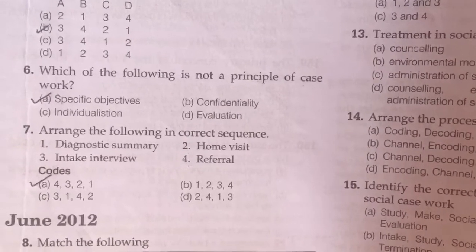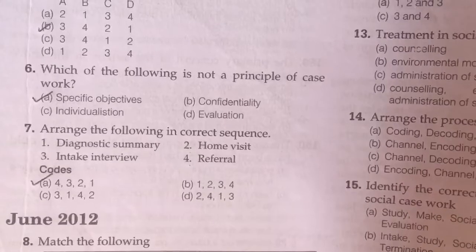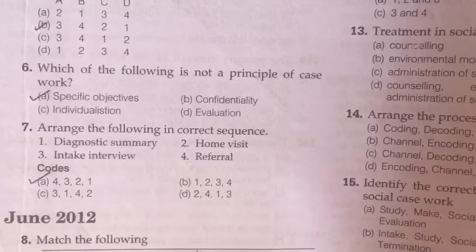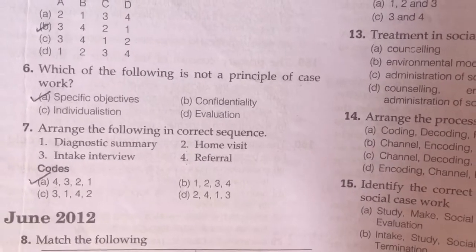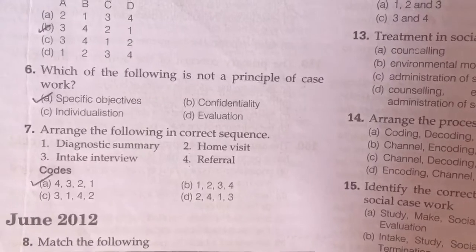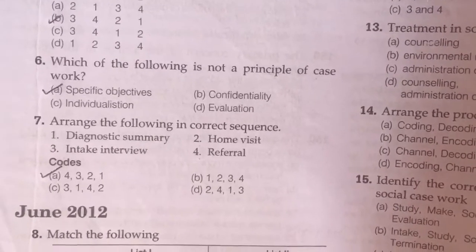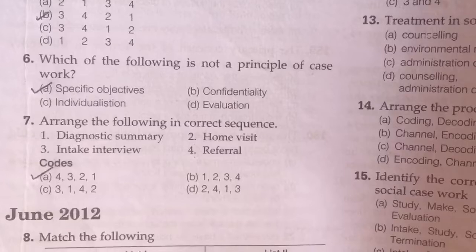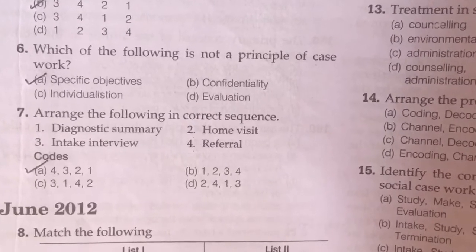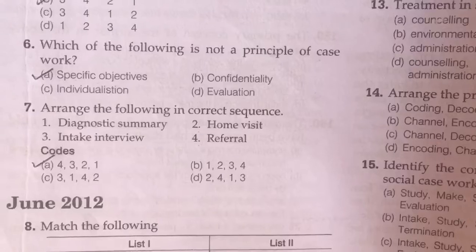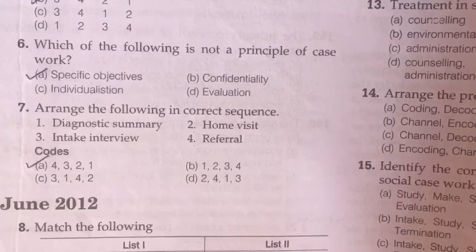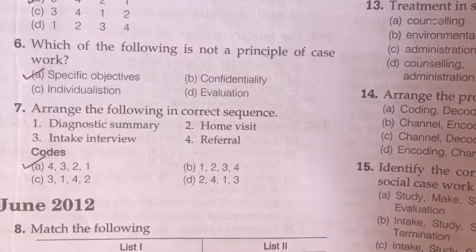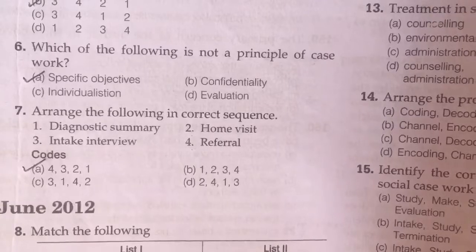Next is, arrange the following in correct sequence: 1 diagnostic summary, 2 home visit, 3 intake interview and 4 referrals. So we have to arrange it in the correct sequence, the way as it happens in a casework process. So as we know, the first step would be referral, because the client who is coming to the organization is referred in some sort of a way. So the first step will be referral. Then the social worker will do an intake interview with the client. So the next step will be intake interview, and then there will be a diagnostic summary.